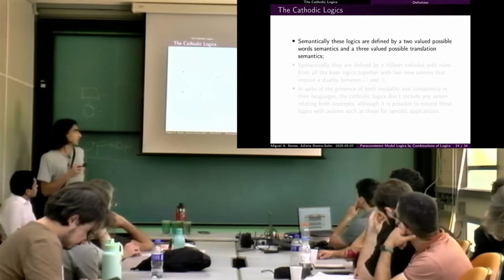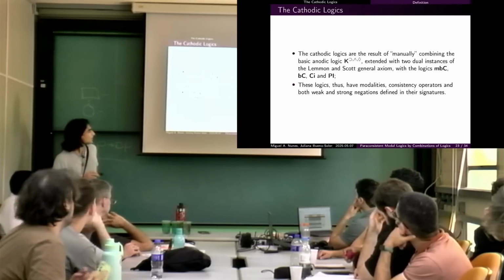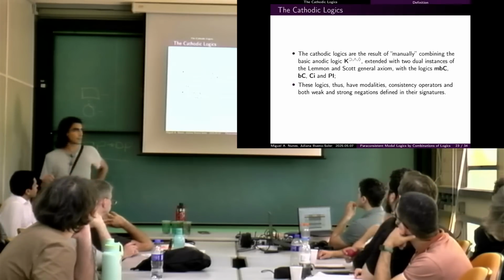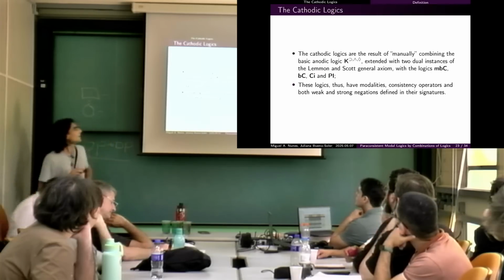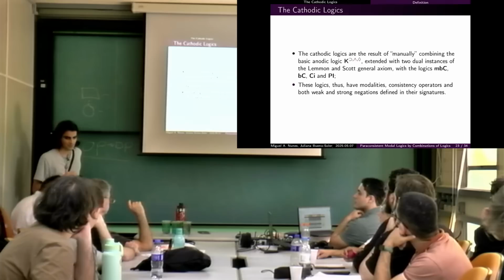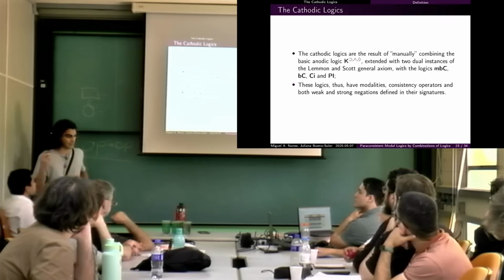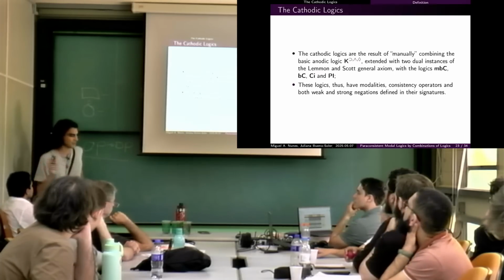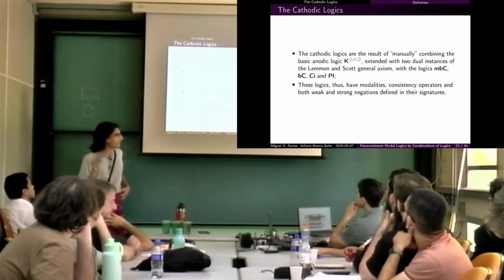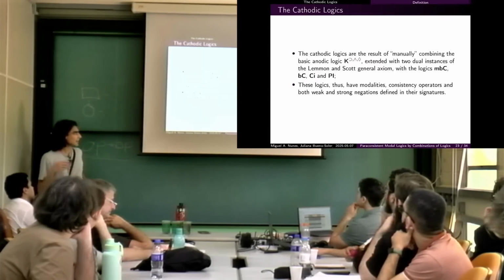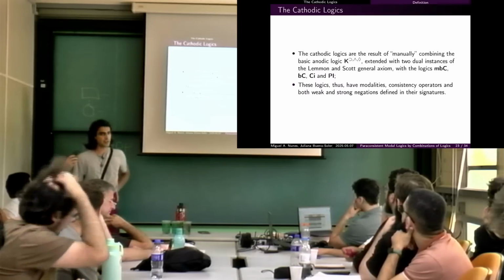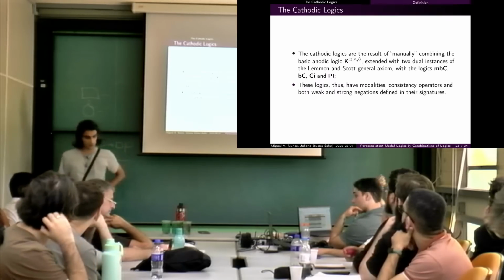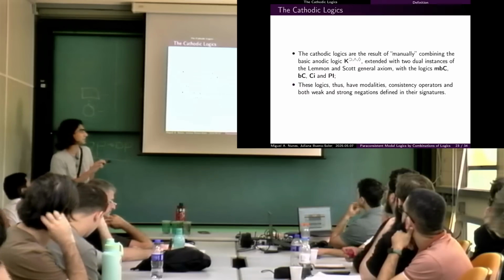The Lemmon-Scott general axiom is simply the axiom that connects diamonds and squares. I'm thinking about a good way to explain it, but it's a bit complicated. So anyway, these logics, the cathodic logics, then have modalities, consistency operators, and both weak and strong negations defined in their languages. It's supposed to be languages, not signatures here.